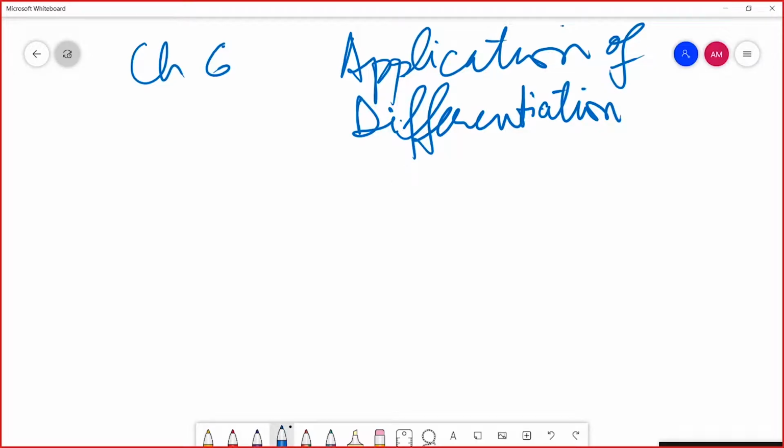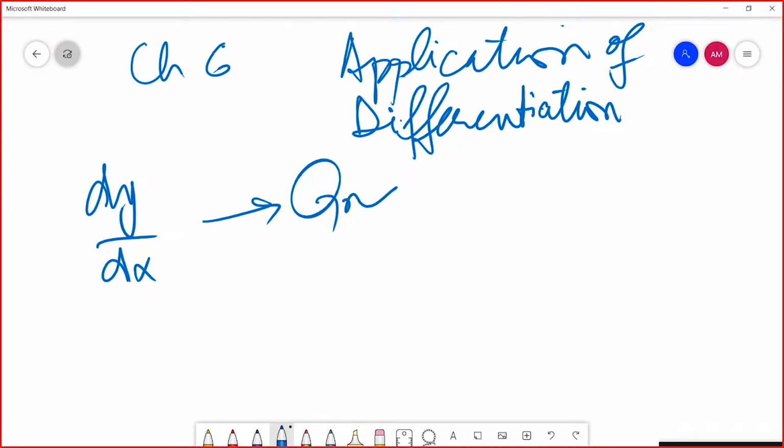So first, on the graph, dy by dx, yeah, the gradient. This is the gradient, right? Gradient. And what is a gradient actually?